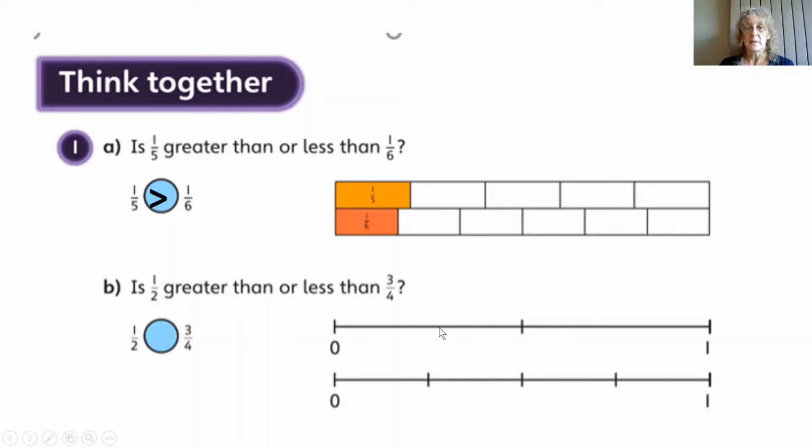So this is my number line, which is put into half, so half is there. This has been put into quarters, so let's just have a look. We've got 1/4, 2/4, 3/4, and the whole way would be 4/4, which is 1. So is half greater or less than 3/4? So we've got 3/4 here, we've got half there.